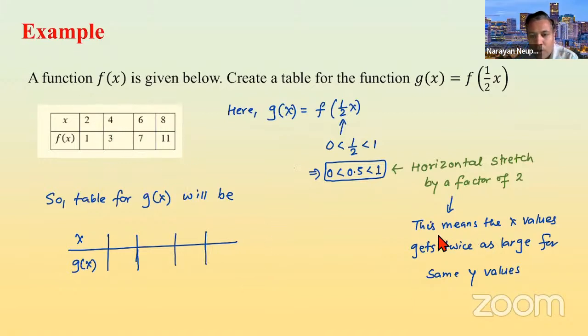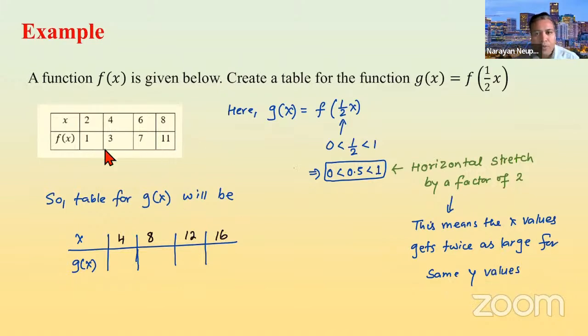Now look at this sentence one more time. The x values get twice as large. So that means this 2 will be 4. That is the meaning, right? Twice as large. That 2 will be 4, 4 will be 8, 6 will be 12, and 8 will be 16. The x values get twice as large for the same y values.